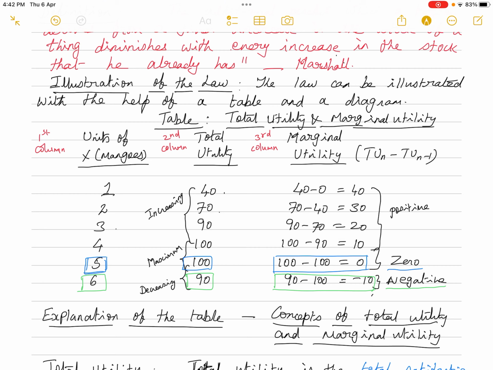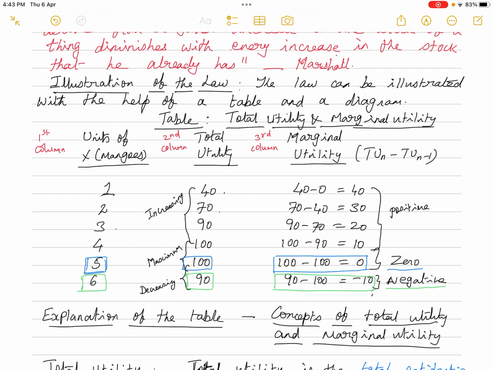Okay. And now again the consumer is consuming one more mango. So the third mango, when the consumer consumes, the total satisfaction increases to 90. That means all the 3 mangoes give the total satisfaction of 90 utils to the consumer. And only for the third mango, how much is he getting? Again the same formula, 90 minus 70. So 90 is the total satisfaction for 3 mangoes, 70 is the total satisfaction for 2 mangoes. So 90 minus 70, only for the third mango, the consumer is getting a satisfaction of 20.